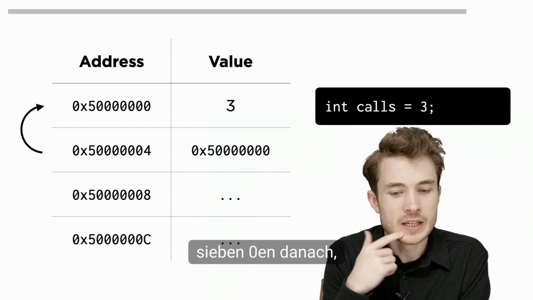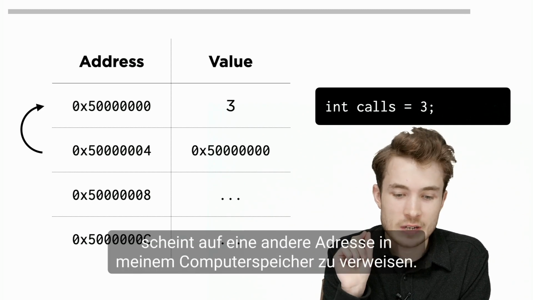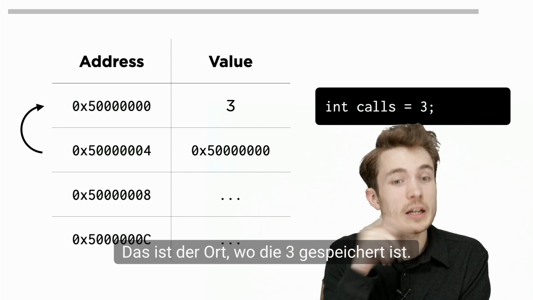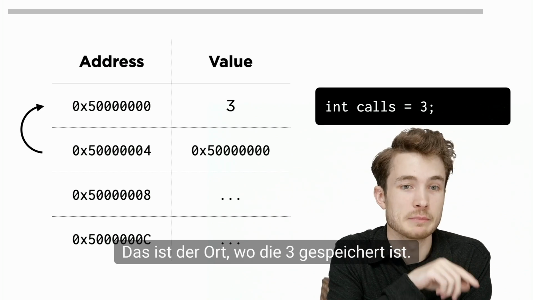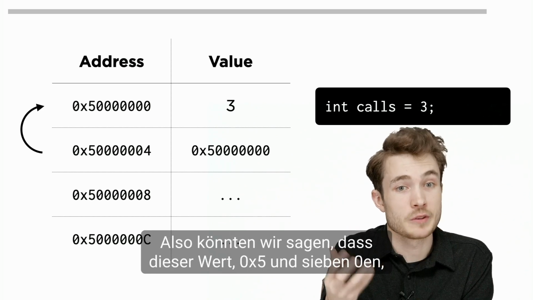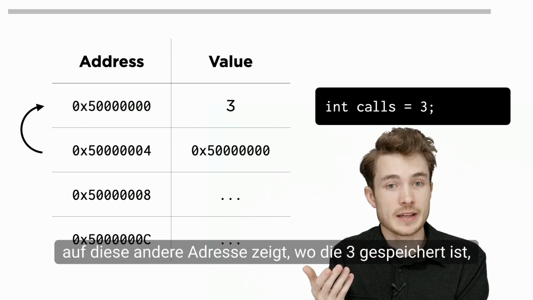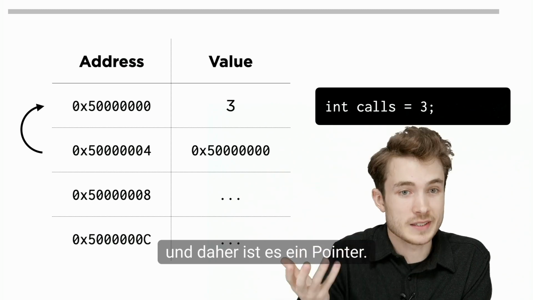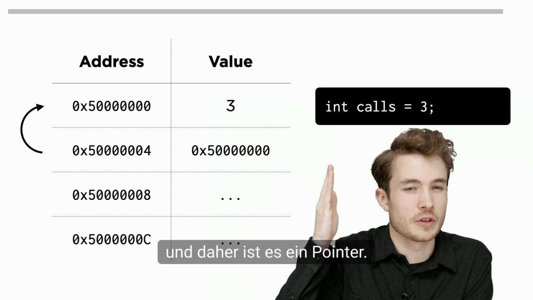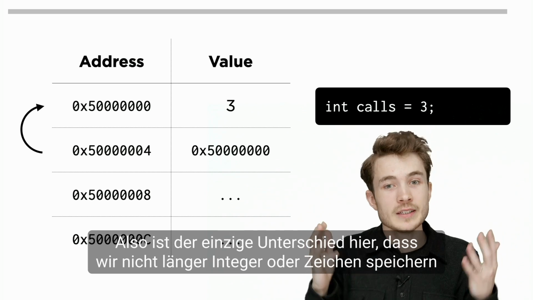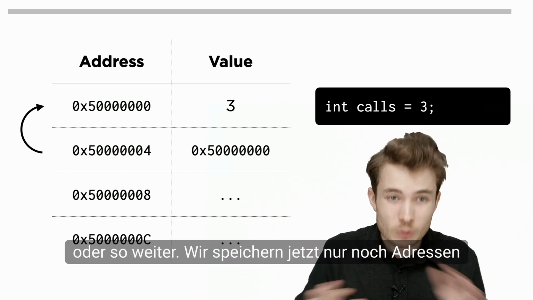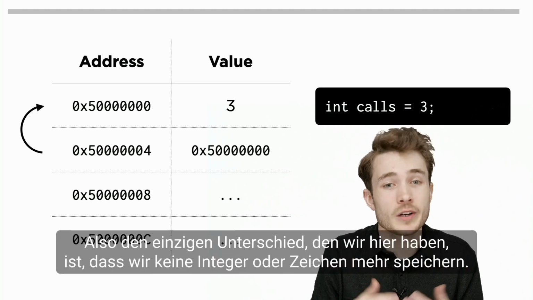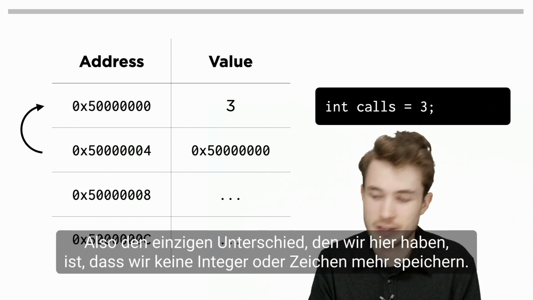And notice in particular that this address I'm storing, 0x5 and then like 7 zeros afterwards, seems to reference some other address in my computer's memory. That is the place where the 3 is stored. So we could say that this value, 0x5 and 7 zeros, is pointing to this other address where the 3 is stored, and therefore it is a pointer. So the only difference here is that we're no longer storing integers or characters or so on. We're now just storing addresses at some place inside our computer.